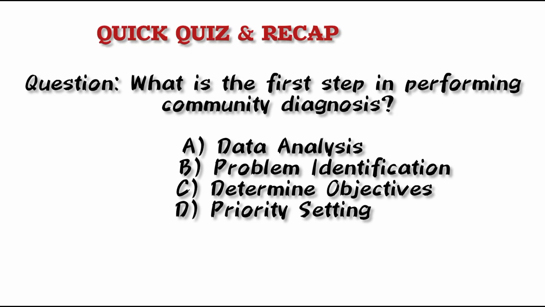What is the first step in performing community diagnosis? Is it data analysis, problem identification, determining objectives, or priority setting? The correct answer is C, determining objectives. You need to define what you are investigating before collecting data.